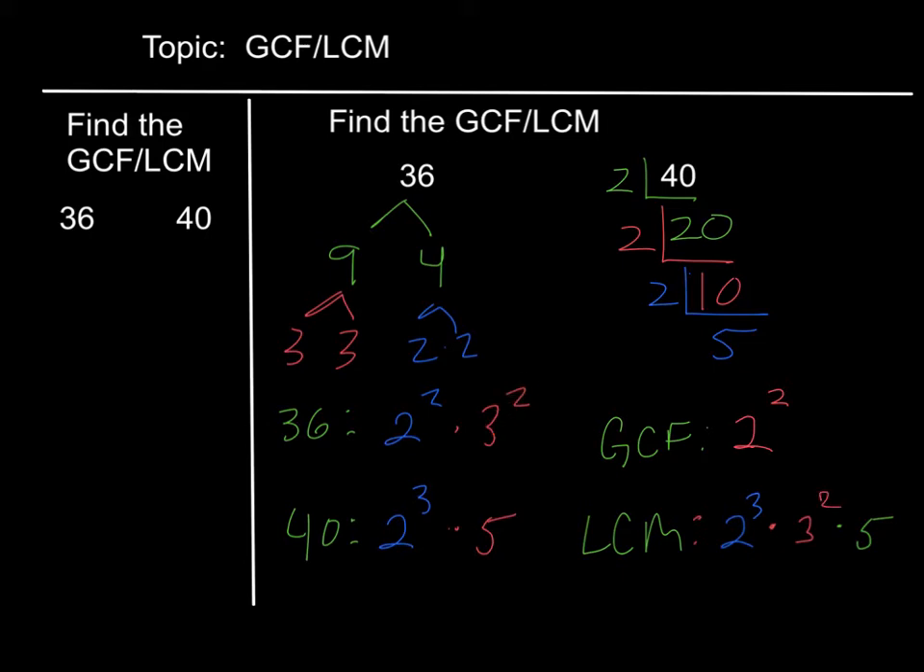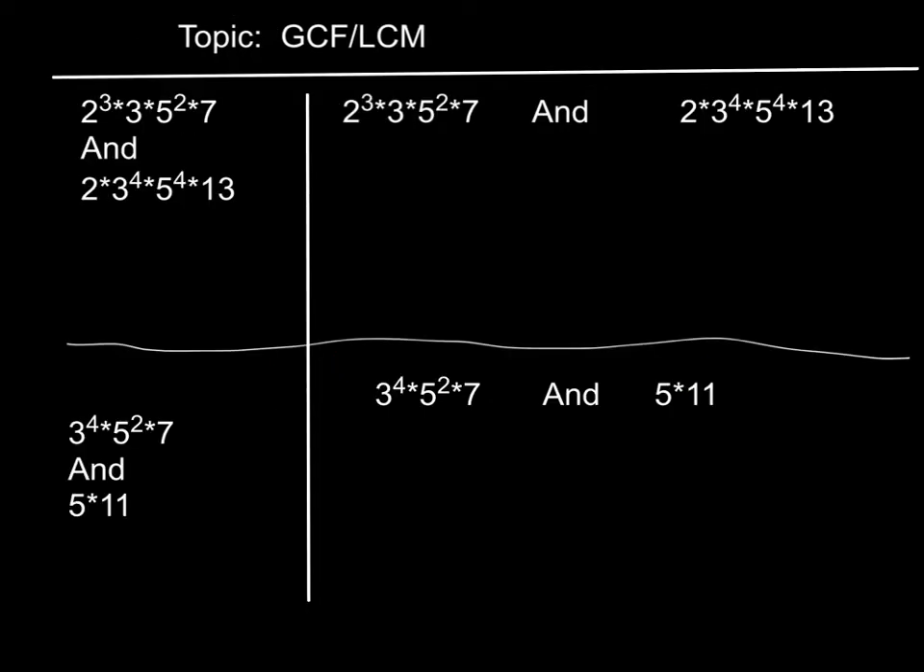So there's the answer. The least common multiple is 2 to the third times 3 squared times 5, and whatever you multiply that out, that would give you. But this would be a perfectly legitimate answer. I don't expect you guys to multiply them out. I want to just see the prime factorization for each one of those. Okay, let's go to the next slide.